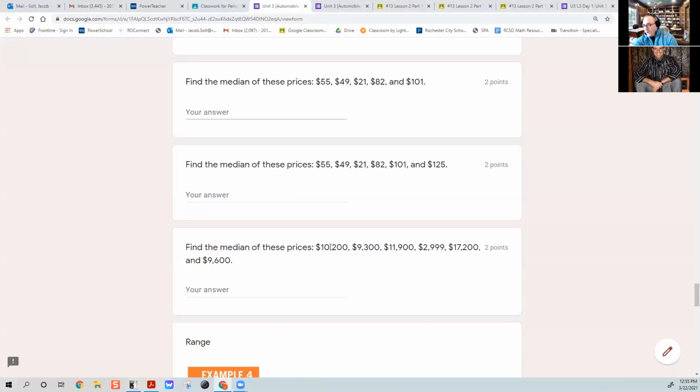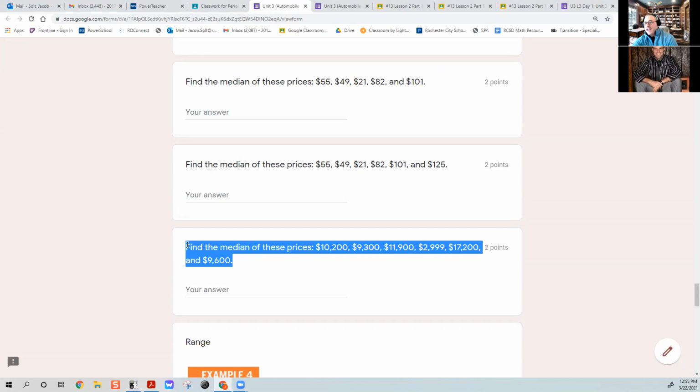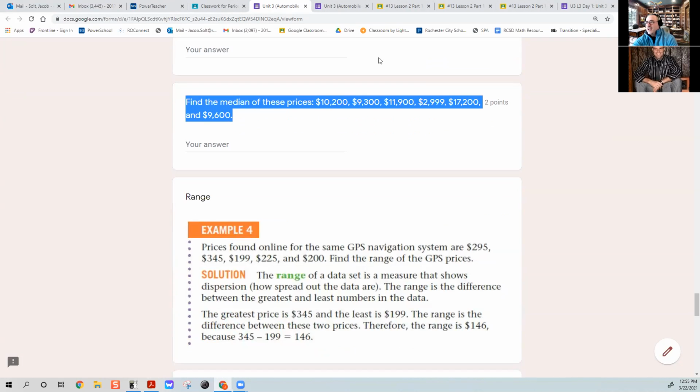All right, we are going to stop basically right there. I want you to find the median of these prices, and we will talk about example 4 range on Tuesday in class tomorrow. All right. Wish us a happy Tuesday and be on your way.